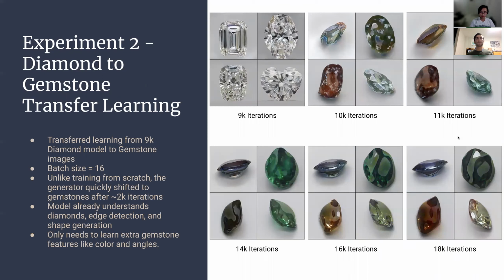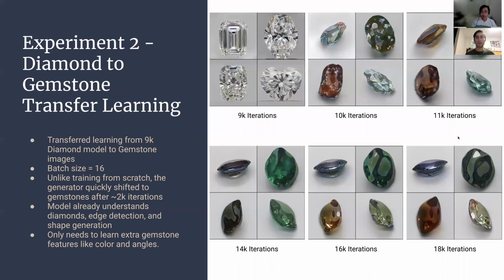Our second experiment was using the gemstone dataset. Because gemstones and diamonds are very similar in shape and size, we actually used transfer learning to train the model on these gemstones, so that it could avoid having to learn all the things that it originally had to learn, such as the basic shape, the basic edges, and all the basic features of a diamond.